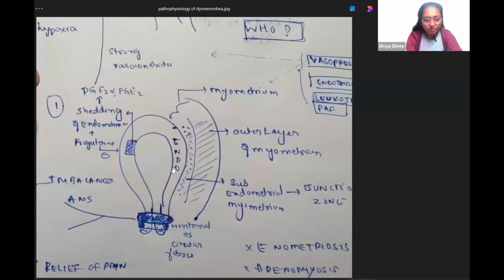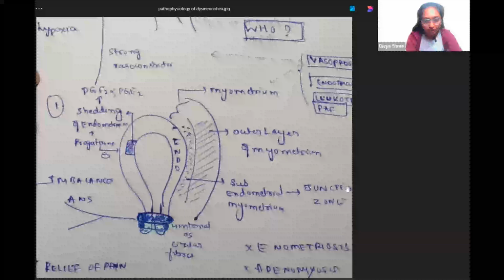There are three layers in the uterus. One is the endometrium, the second layer is the myometrium, and the third and outermost layer is the serosa. This myometrium is divided into two layers. One is the subendometrial layer, which is just above the endometrium, the subendometrial myometrium, and the second layer is the outer layer of the myometrium. This subendometrial layer is also called the junctional zone.